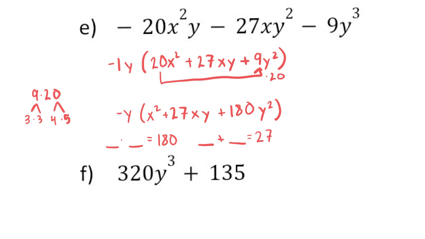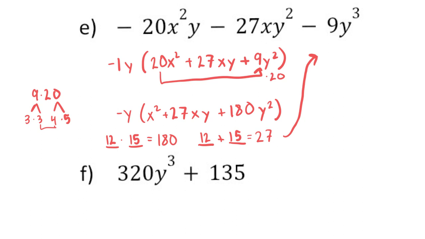Okay, so I happened to see this 3 times 4 was 12. So if I took 12 times 15, that ends up multiplying to 180. And since their signs are the same, 12 plus 15 is 27. So we've got our factors.